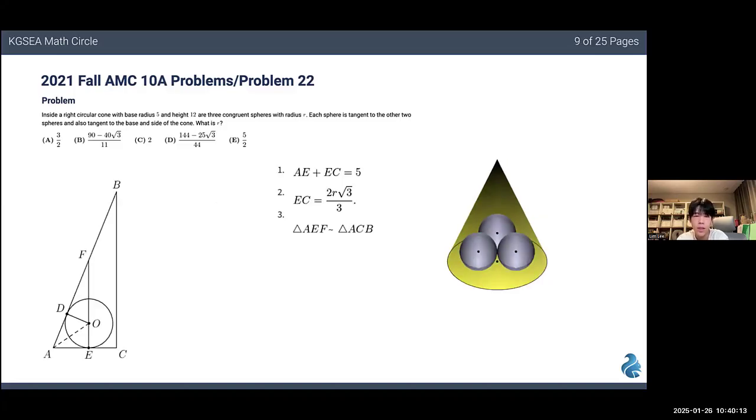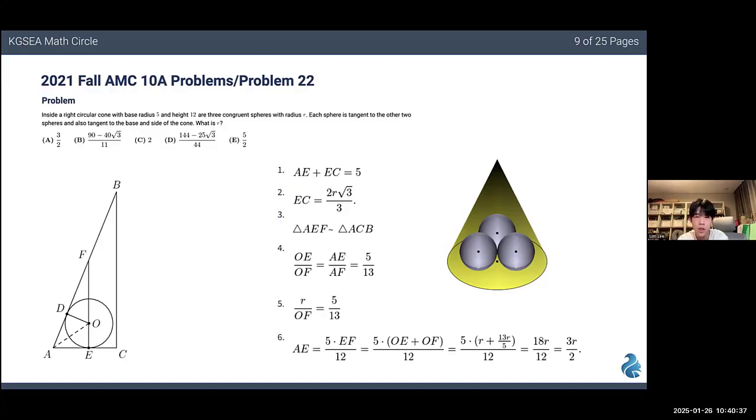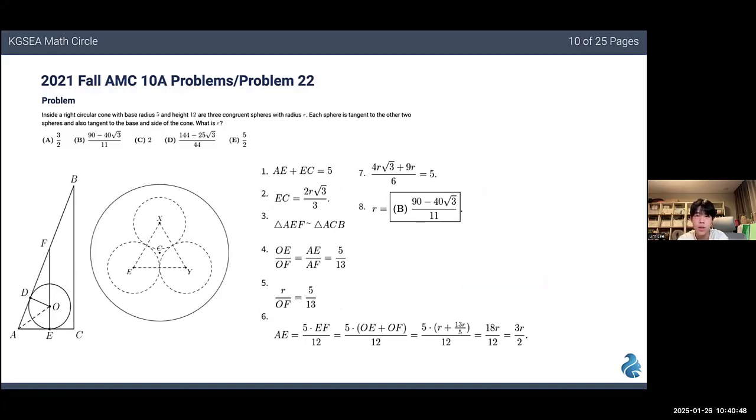And finally, we have to notice that AEF is similar to ACB, and also if we look at triangle AEF, OA is the bisector of angle FAE. Since we know this, by the angle bisector theorem, OE over OF is equal to 5 over 13. After a few simple calculations, we can express AE plus EC equals 5 in terms of R. A few more calculations show us that R is equal to B.